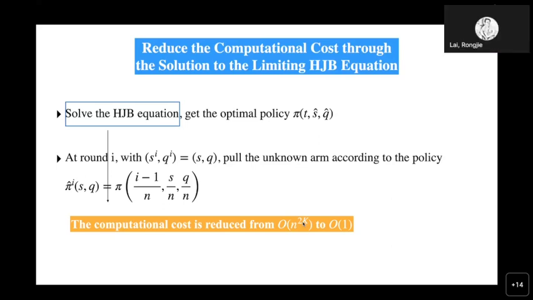But let's say you're doing this in a high dimension. When you solve the HJB, the number of variables exponentially depends on the size of S and Q. The dimension of S is K, depending on how many arms you have, and Q has the same dimension. So if, for example, you have two arms, then the dimension of your HJB equation is 5.